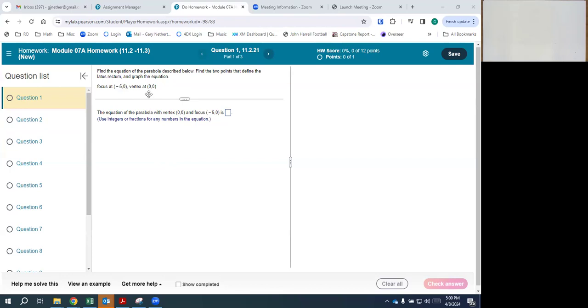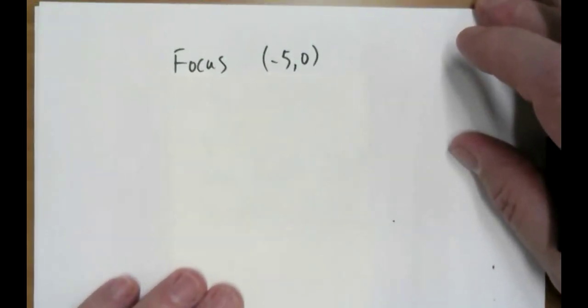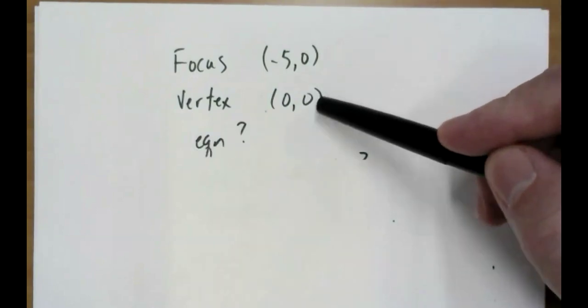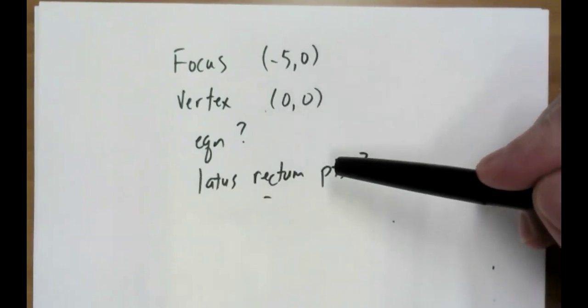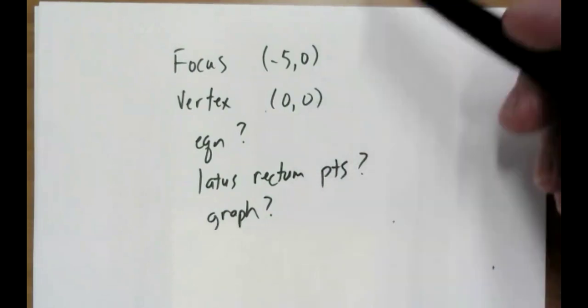So I already wrote down this information. So let me go do the math part of it, and then we're going to come back. We'll fill in the information, and we'll also have to do the graphing. So focus -5, 0, vertex 0, 0. They want to know the equation of the parabola, the 2 points for the latus rectum, and then create the graph.